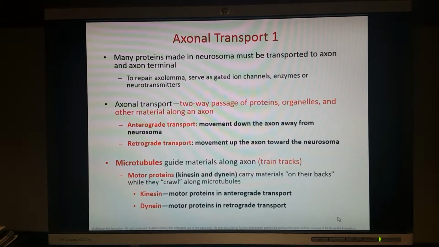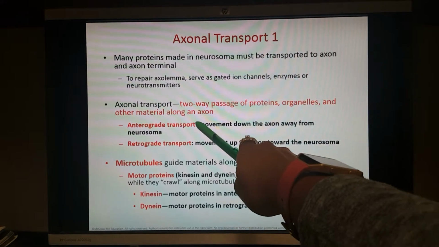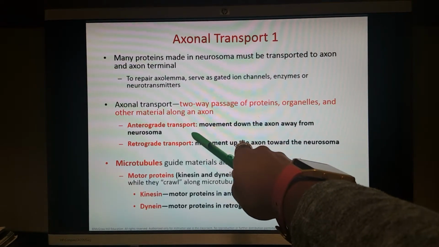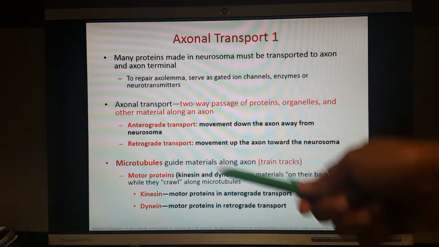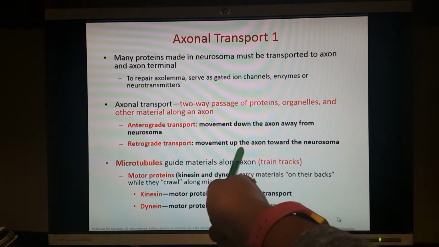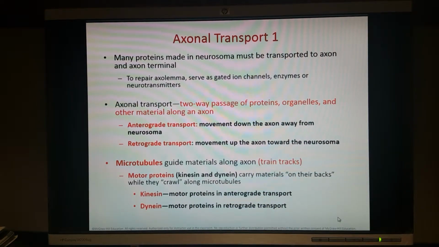So it's a two-way passage for your proteins, your organelles, and other material either to be sent toward the far end towards your axon terminals or coming back from your axon terminals back toward your neurosoma. So there's two directions of transport. You have your anterograde transport going down the axon away from your neurosoma, and then going backwards, going from your axon terminals back towards your neurosoma, is retrograde. So thinking retrograde, kind of like going backwards in time, is something that's retro. So retrograde is going backwards, so going up your axon towards the neurosoma.